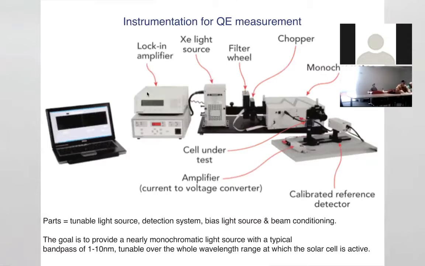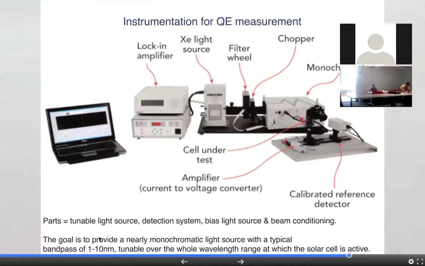So that's kind of a complicated setup, but it's important to realize that typically when you do these measurements, the currents you measure are very, very small because you're measuring one wavelength at a time. The goal is to provide a nearly monochromatic light source with a typical bandpass of 1 to 10 nanometers to enable measurement over the whole wavelength range at which the solar cell is active.